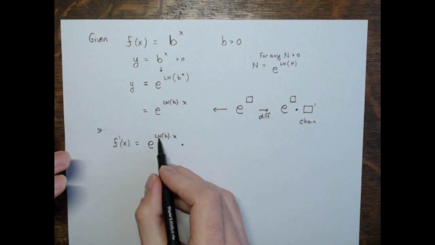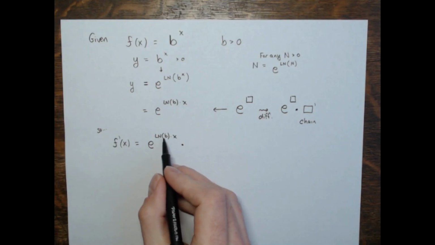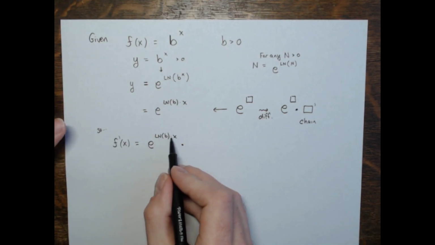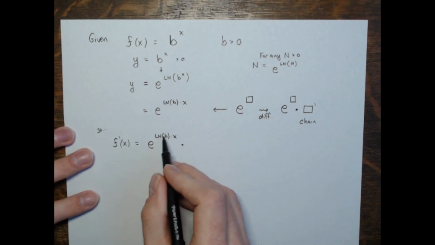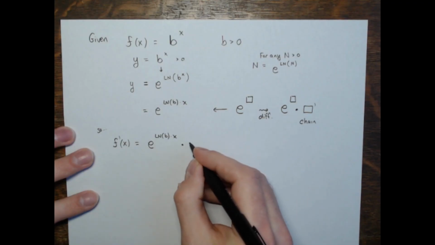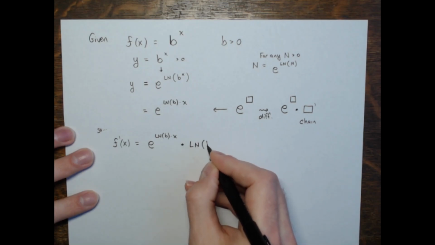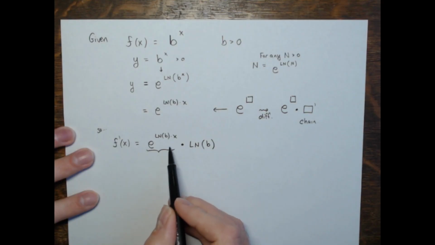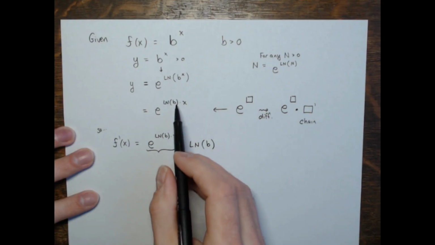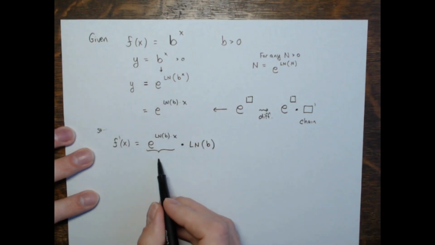And the power, again, natural log of b is a number. That's like 5 or 10, 5x, 10x, 12x. Remember, the derivative of a multiple of x is just that coefficient. So what we're going to multiply by afterwards here is just the natural log of b. And this thing here, this e to the natural log of b times x, that was the original b to the x.